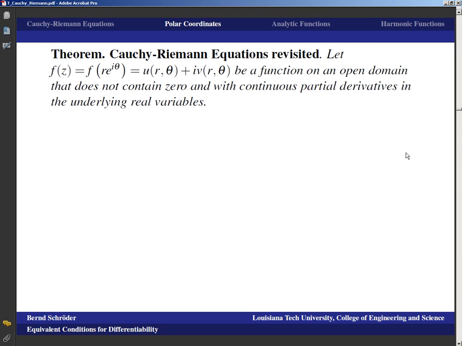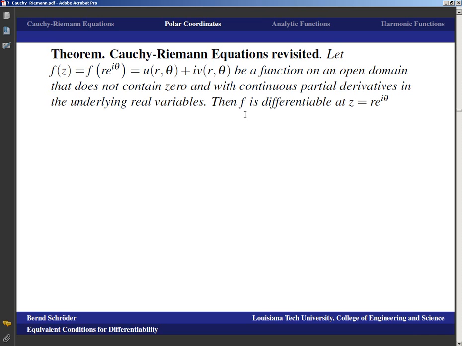So, revisiting the Cauchy Riemann equations, let's consider f of z, and let's let that be a function on an open domain that does not contain 0, and with continuous partial derivatives in the underlying real variables. But notice that this time around our underlying real variables are assumed to be the polar variables r and theta, because f of z is now f of r e to the i theta, and that means our real part can be viewed as a function that depends on r and theta, and our imaginary part can also be viewed as a function that depends on r and theta.